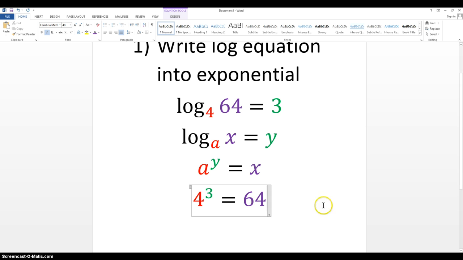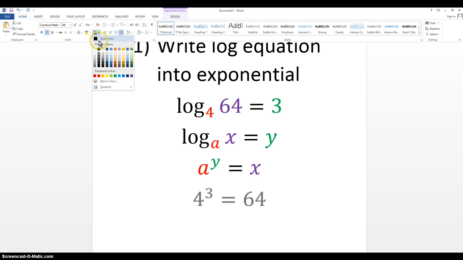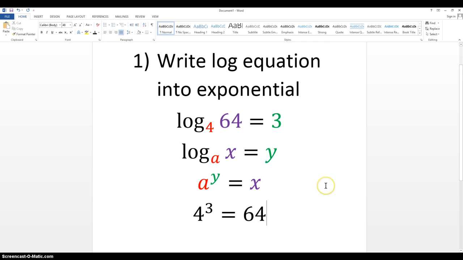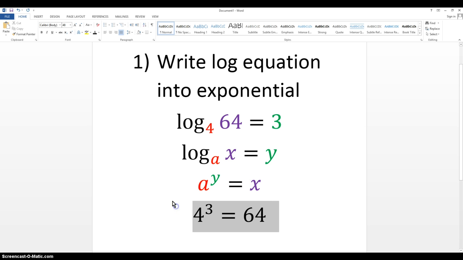64, excellent. So we have 4 cubed equals 64, and that is exactly what our rewritten expression is in exponential form. So I'm going to highlight that so that I can show you that that is my answer. 4 cubed equals 64. And if you type 4 cubed in the calculator, you do get 64. So that is the correct response, because all we're doing is just simply writing it into exponential.